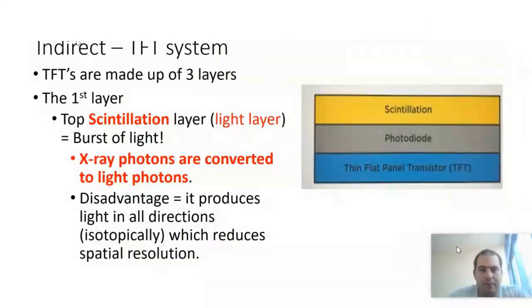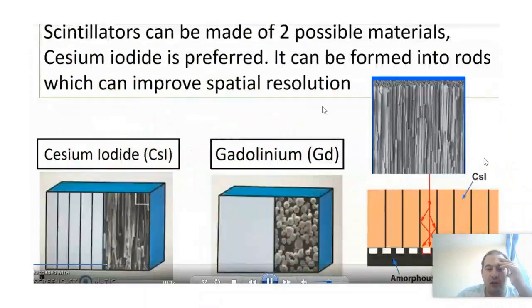As we were discussing, indirect conversion, thin film transistor, photodiode, and scintillator material. The scintillator material converts the X-ray photons into light. The issue, as I mentioned, is the diffusion of light in many directions, or isotropic distribution of light, which always reduces spatial resolution. In contrast, when there is a specific track or path from which you know the light is coming, you can localize the site of interaction more precisely.